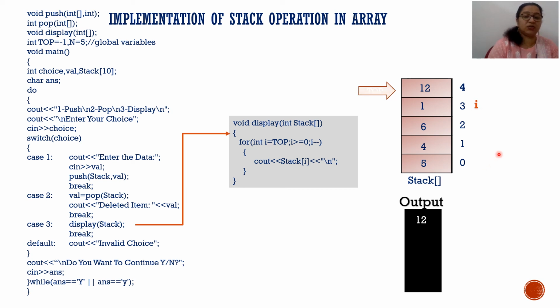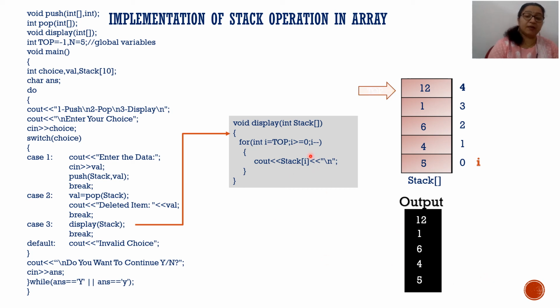It is greater than or equal to 0. So which value do we get? Stack of i, that is 1. See the output: we get 1 there. Again i minus minus, so i is 2 now. It is greater than or equal to 0, so we get 6 on the monitor. Again i minus minus, so i moves to 1, and the value of stack of i is 4. We get 4 on the monitor. Again we decrement i, so i is 0 now. Stack of 0 is 5.